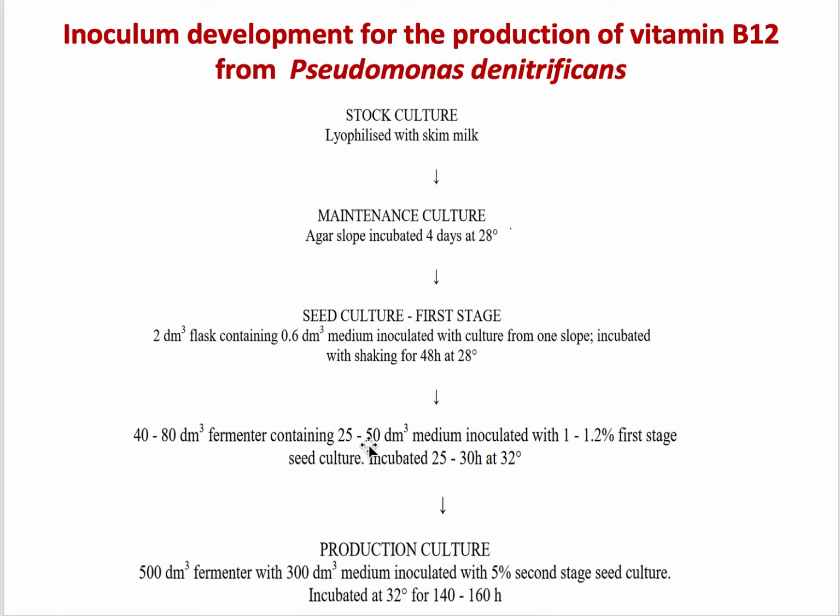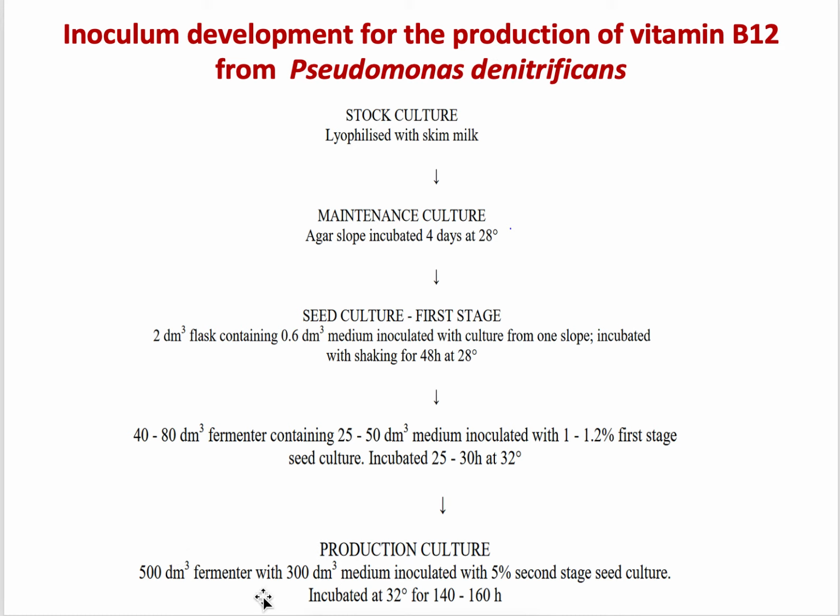So the seed culture is prepared. Now you can transfer the seed culture into the production culture, that is your fermenter. Fermenters are very big. For example, for Pseudomonas denitrificans, if we want to use them to produce vitamin B12, then usually a fermenter of 500 dm³ volume is used.